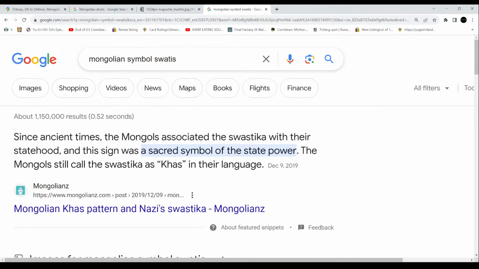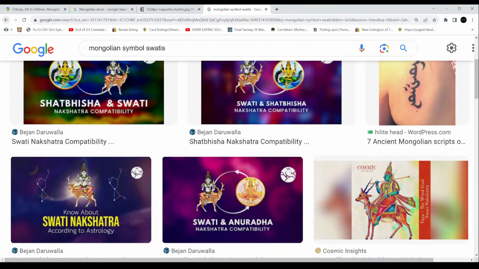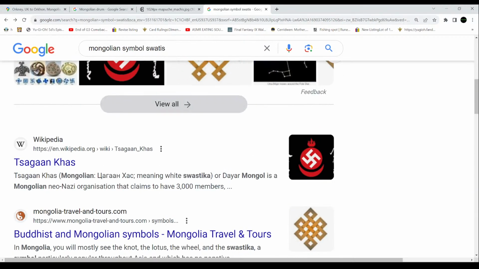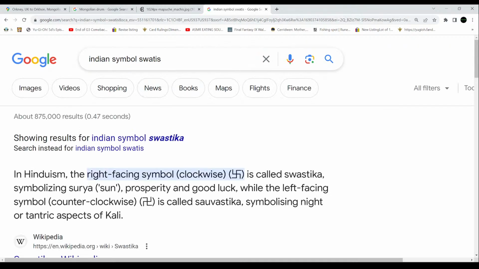See here, since ancient times the Mongolians associated this symbol with their statehood, and this sign was a sacred symbol. But it also is used in India as well. Let me check here. And I want to do this because it helps untwist the symbol, the negative image. In Hinduism, the right-facing symbol symbolizes Surya, prosperity and good luck.